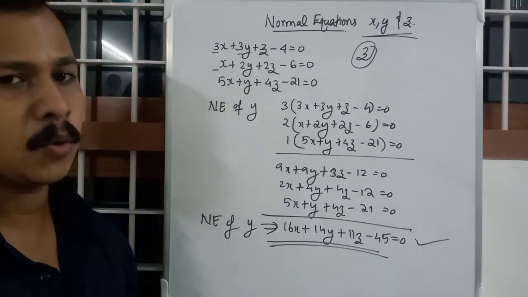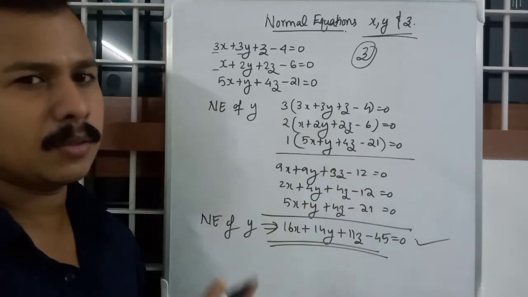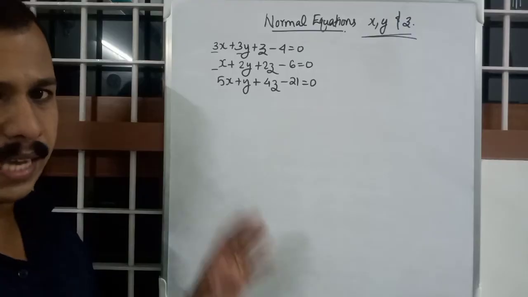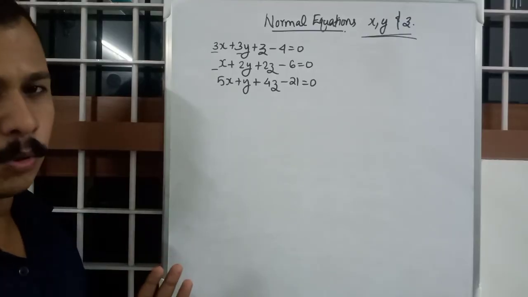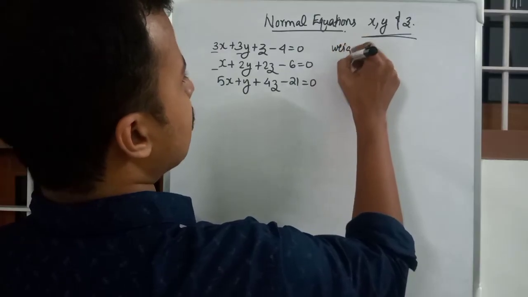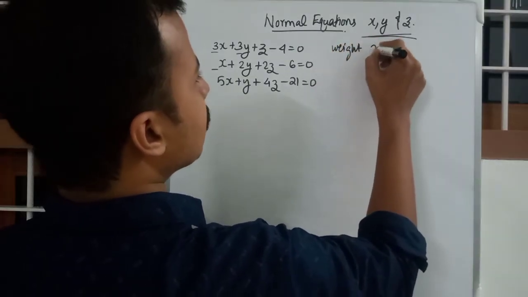So you are next getting to the next step. What if these same equations, same indirectly observed quantities, come with weights? The first equation was with weight 2.